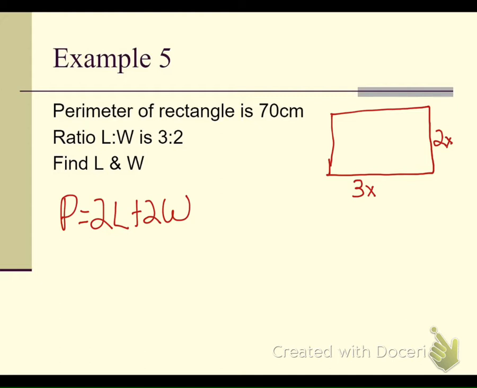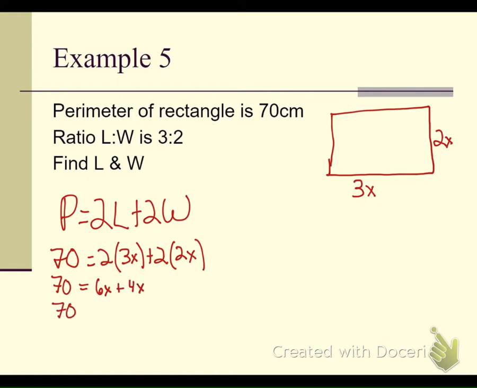How much is my perimeter? 70. What is my length? So here we see that length is associated with 3. So what length do we have over there? 3x. Yep, nice job. Plus 2w, which my w is 2x. So now we get to add those together. We have 2 times 3, which is 6x, plus 2 times 2. Thank you. So then we're going to add 6x plus 4x, which gives me 10x.